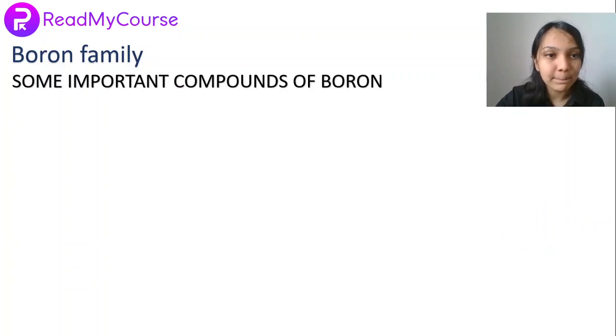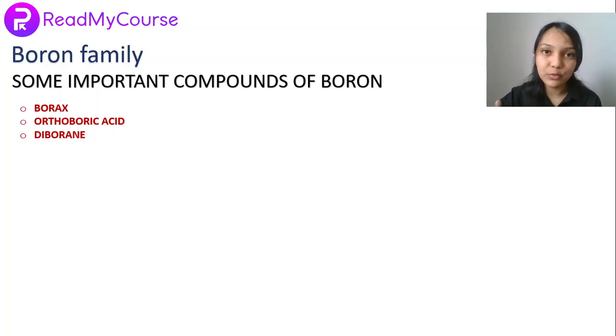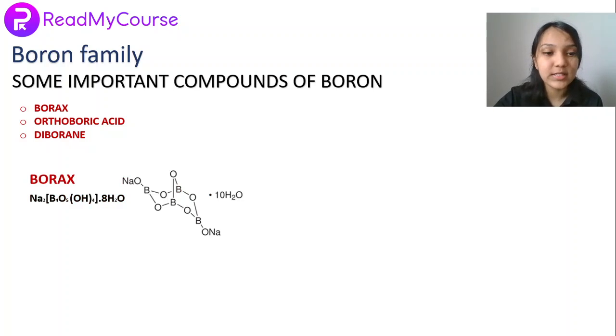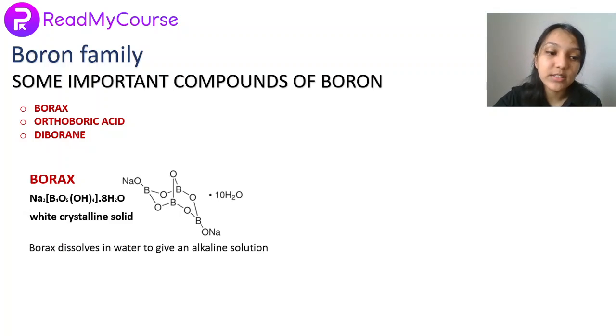Next, some important compounds of boron. The few important compounds of boron are borax, orthoboric acid, and diborane. So we'll discuss all of these now. First up, borax. Borax looks something like this, and it has the formula Na2B4O5(OH)4·8H2O. The structure looks something like this. And it's a white crystalline solid, and borax dissolves in water to give an alkaline solution.